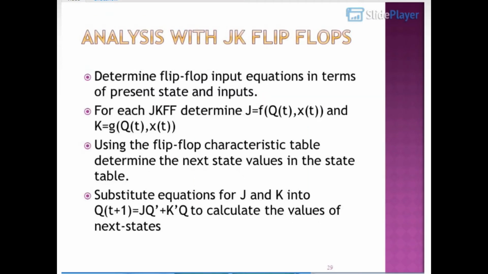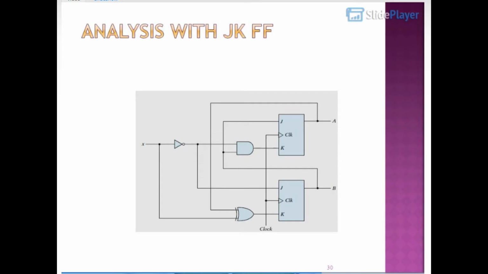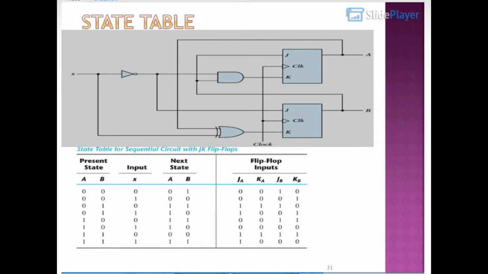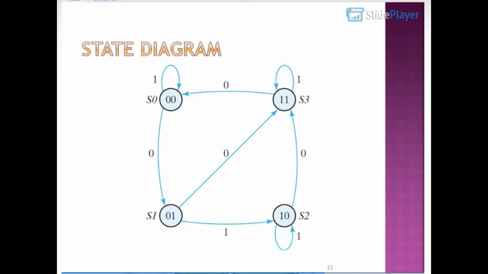Analysis with JK flip-flops. Determine flip-flop input equations in terms of present state and inputs. For each JK flip-flop, determine J equals F(Q(t), X(t)) and K equals G(Q(t), X(t)). Using the flip-flop characteristic table, determine the next state values in the state table. Substitute equations for J and K into Q(t+1) equals JQ' plus K'Q to calculate the values of next states. State table. State diagram.